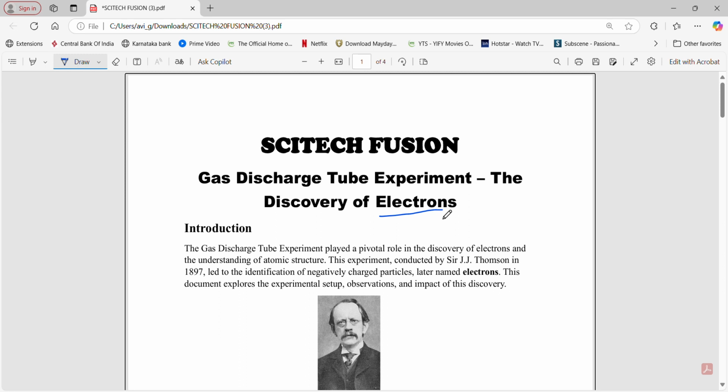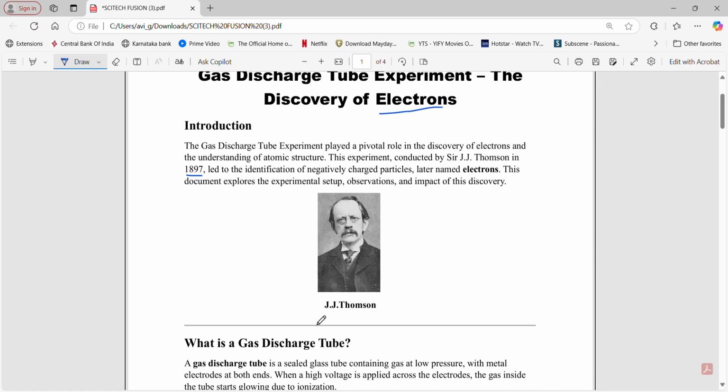Before scientists knew about subatomic particles, everyone believed that the atom was indivisible. But in 1897, a brilliant English physicist named J. J. Thomson conducted the historical gas discharge tube experiment. As I said, it also led to the discovery of electrons.